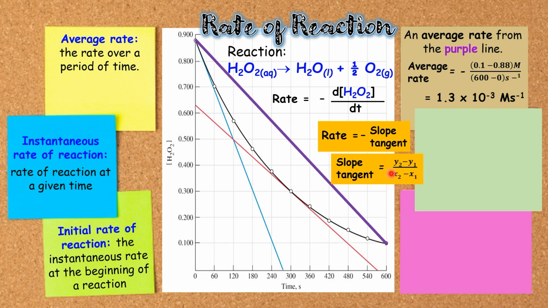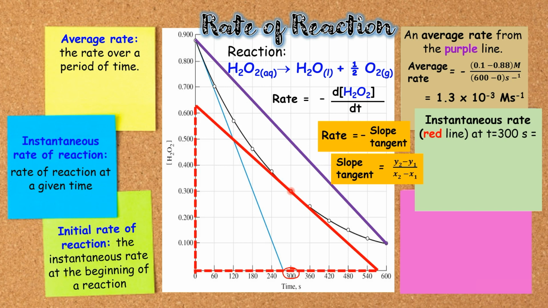The second piece of information that we can get from this graph is the instantaneous rate of reaction, that is the rate of reaction at a given time. Let's say I want to calculate the instantaneous rate, the red line, at t equals 300 seconds. So what is the instantaneous rate at t equals 300 seconds? You can draw a tangent that passes through this point, the 300 second point. Next, draw a tangent to find out the slope of the tangent.